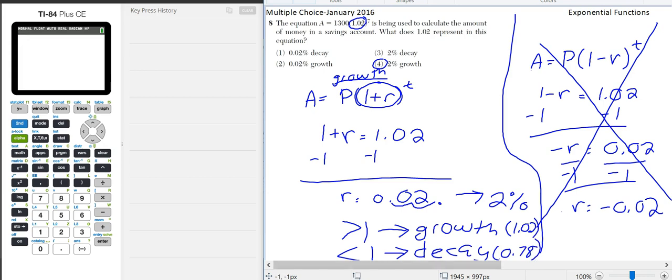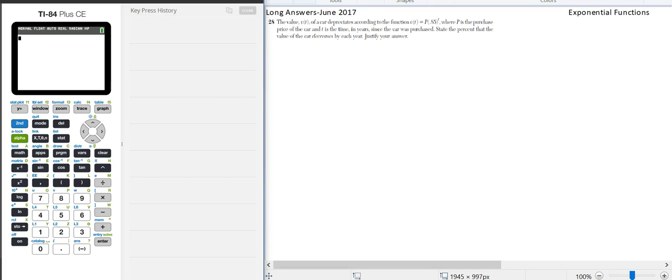Let's look at an exponential decay problem now. This is question number 28 from the June 2017 Algebra 1 Regents. The value V of t of a car depreciates according to the function V of t is equal to P times 0.85 to the t, where P is the purchase price of the car and t is the time in years since the car was purchased. State the percent the value of the car decreases by each year and justify your answer.